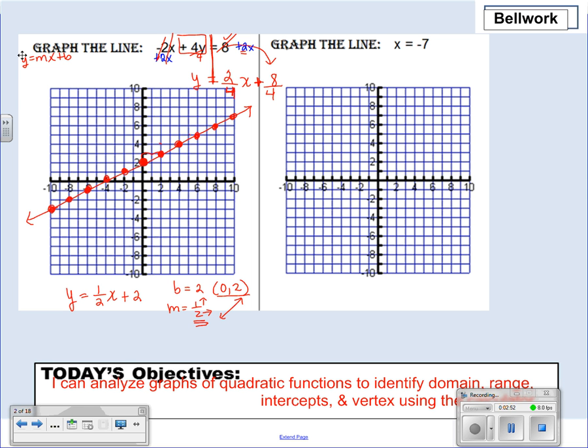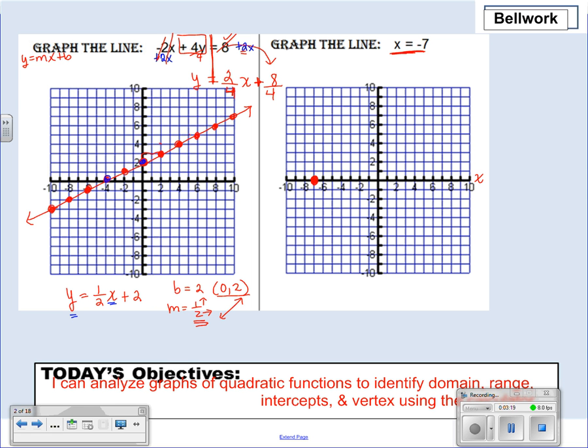Our second problem, our equation is x equals -7. If I look back at my first problem, I can say, hey, it had both an x variable and a y variable. That means it should cross my x-axis and my y-axis. In this equation, however, we only have an x variable, and it says my x must be equal to -7. So it can only touch my x-axis. So on the x-axis, we're going to find -7.